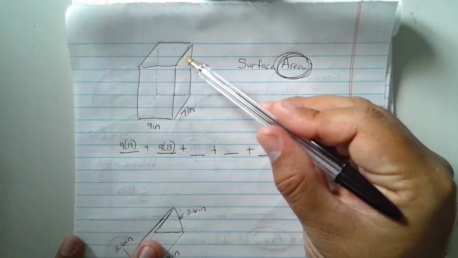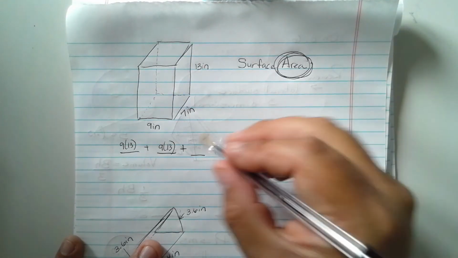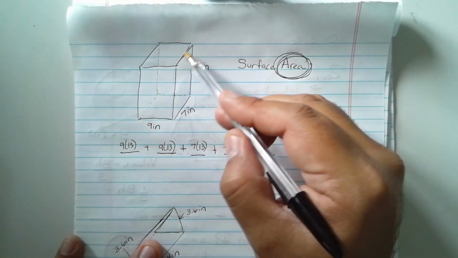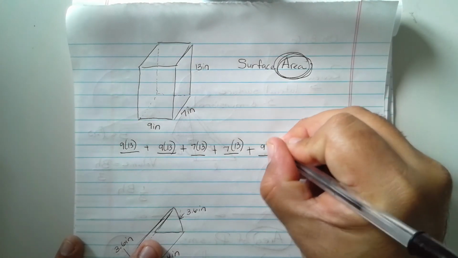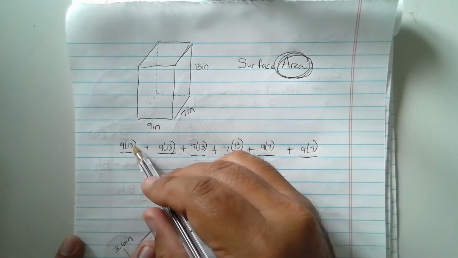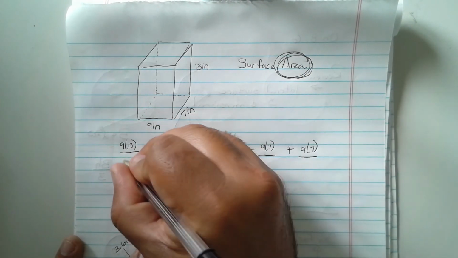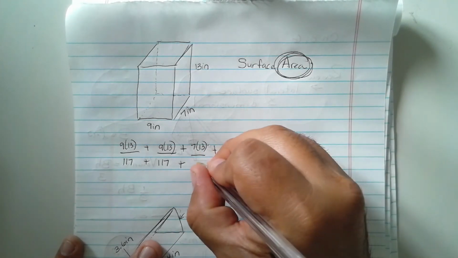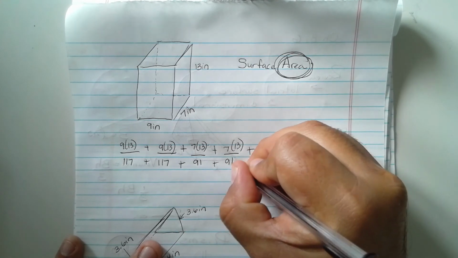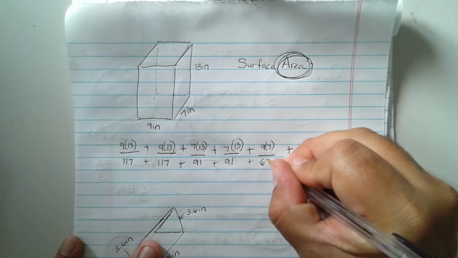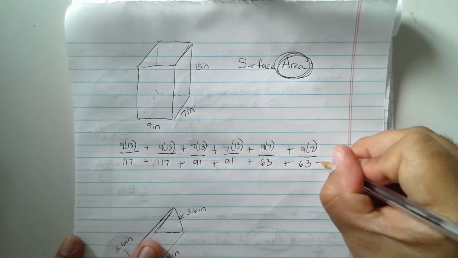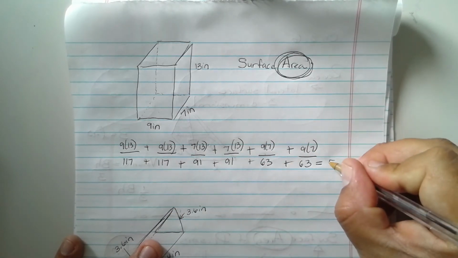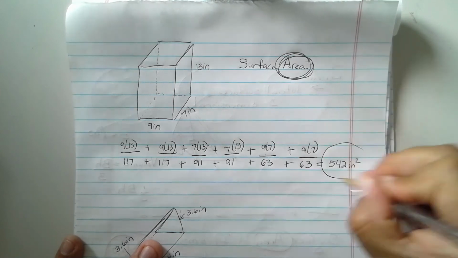If I want to find the side of the prism here, 7 times 13. There's 2 of them. And now if I want to find the top and the bottom of the prism, what do I multiply? 9 times 7. So what's 9 times 13? 117. What is 7 times 13? 91. And what is 9 times 7? Order does not matter here at all because we're adding all the numbers combined. So once we combine all of these numbers, we should get 542 what? Square inches. That's my final answer.